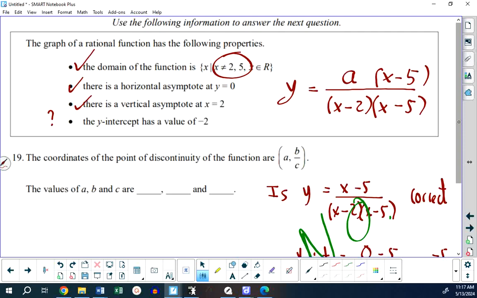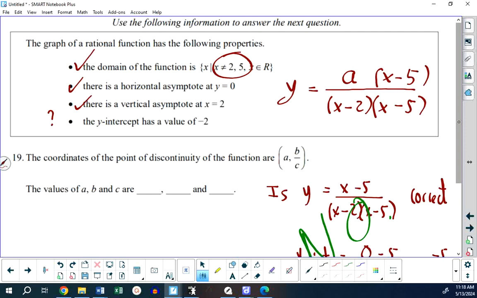I can take the entire function that I've created and say, it could be 2 times that whole thing, or -3 times that whole thing, or 100 times that whole thing. It will not change the fact that we still have these two non-permissible values. We still have a hole at 5. We still have a vertical asymptote at 2. And we still have a horizontal asymptote of 0.